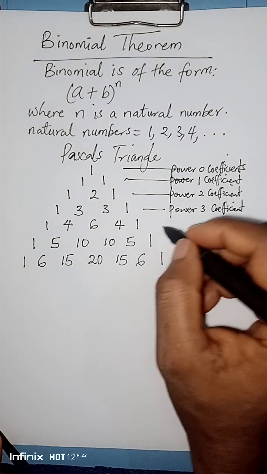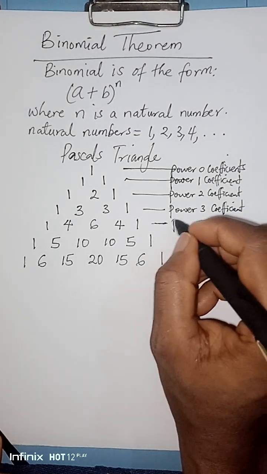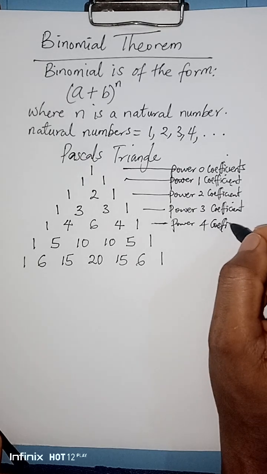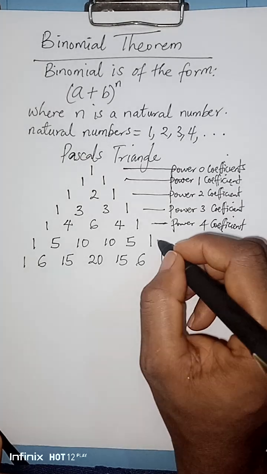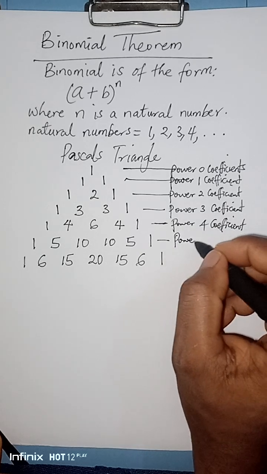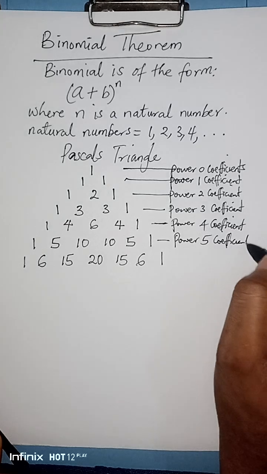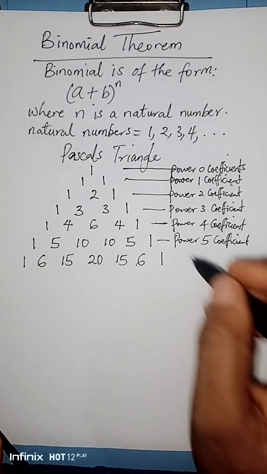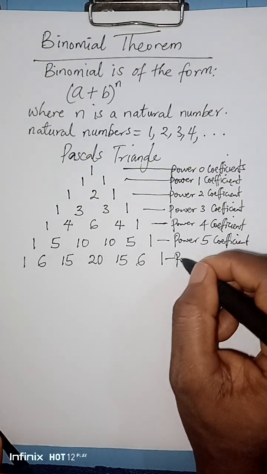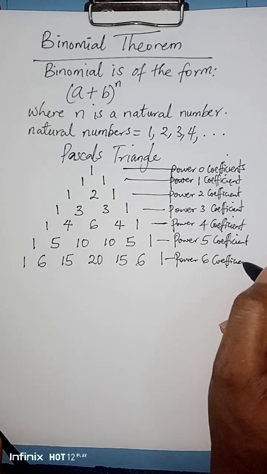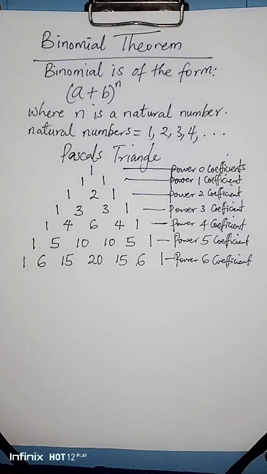The next one tells you it is the power 4 coefficient. The next one is the power 5 coefficient. And of course, the last one you have there is the power 6 coefficient. We'll decide to stop at power 6, but you can continue and get power 7, 8, 9, 10, 11, 12, and so on.